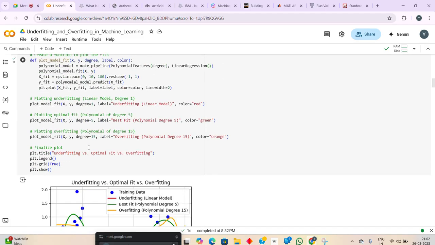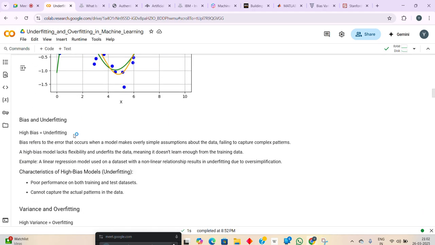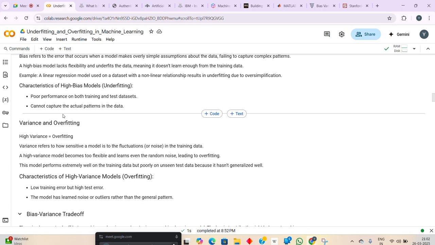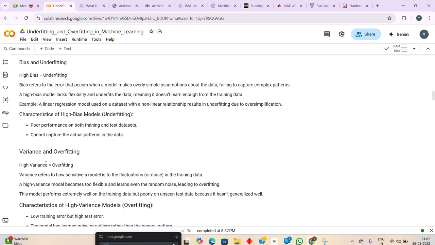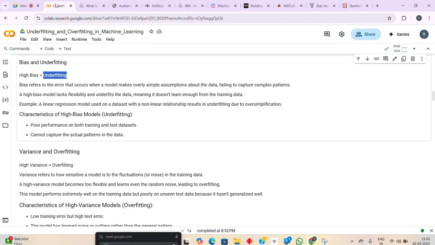Okay. If anything is altered, then you can use this concept called regularization to correct the model by adding penalties. For example, here it is saying, if you have high variance, then that is called overfitting. If you have high bias, that is called underfitting. So now it is very easy to understand, right?